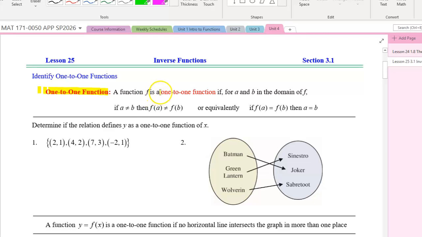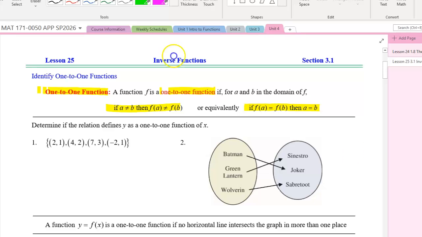a function f is a one-to-one function if, for a and b in the domain of f, both of these situations apply. So if a does not equal b, that means if there are two values in the domain that are not equal, then their resulting values of the function cannot be equal. And conversely, if you have two values of the function that are equal, then the values in the domain, or the x values, have to be equal.